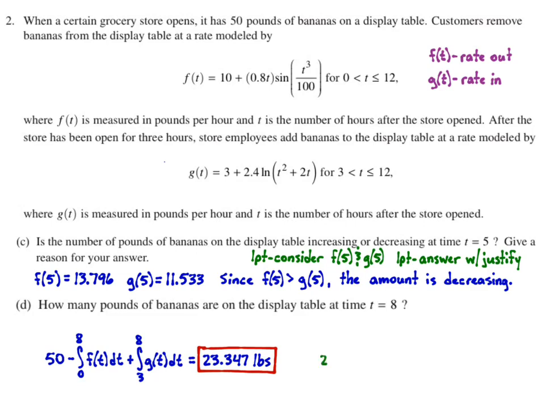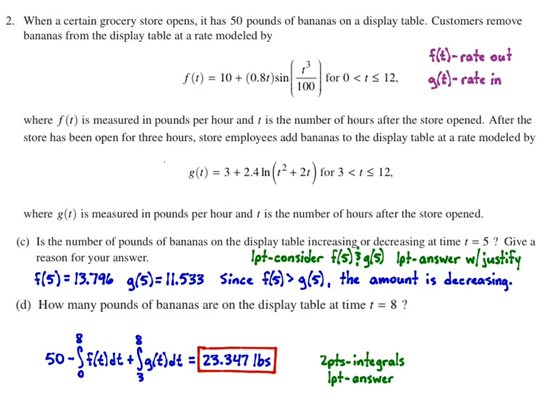As far as points go, you get 2 points for the integrals. So basically, if you had something to do with the integral from 3 to 8 of g of t, and the integral from 0 to 8 of f of t, somehow, you would have gotten those 2 points. And then you would have gotten 1 point for your final answer. So you could have only gotten your final answer if you included your initial condition there. So that is part D. That wraps up this question.